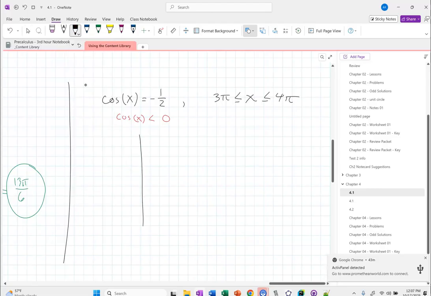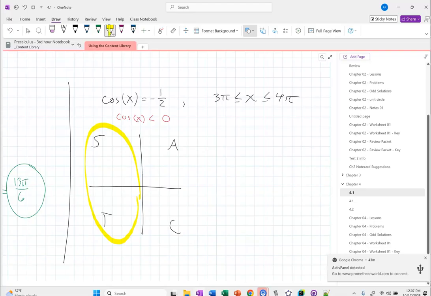From that, I'm going to go to my All Silly Turtles Crawl. And where is cosine negative? So the letters are what's positive? A, all of them are positive. C, cosine is positive. The other spots are where it must be negative. So far, so good?